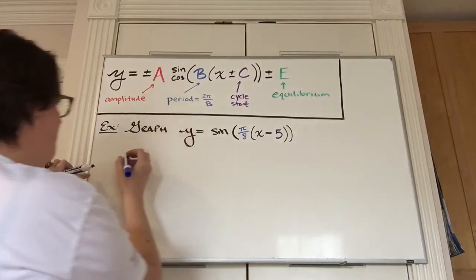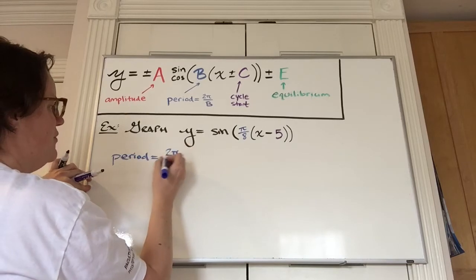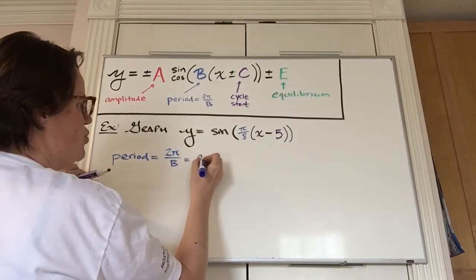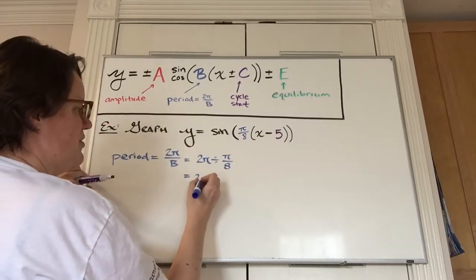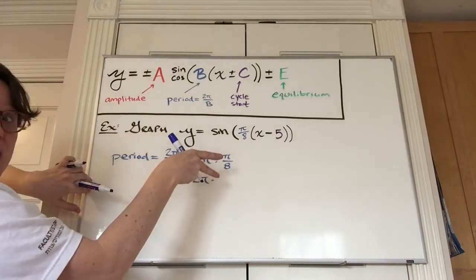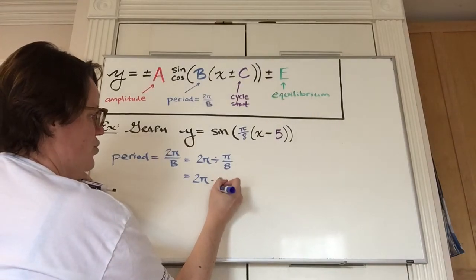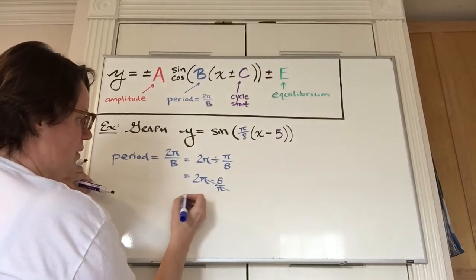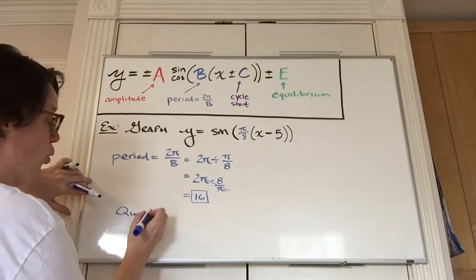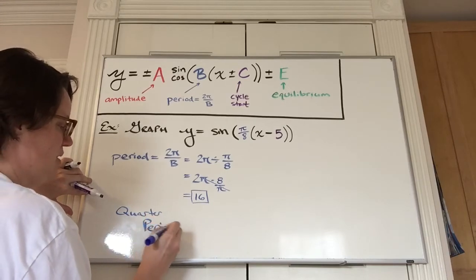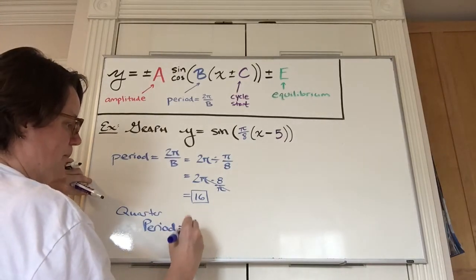Okay, so let's start off by figuring out the period of this graph. We know that the period is always 2 pi divided by the b value. So in this case, it's 2 pi divided by pi over 8. Because I am dividing by a fraction, I want to multiply by the reciprocal. So divided by pi over 8 is the same as times 8 over pi. The pi's cancel, and the period for this function is 16. And for those of you who are interested in the quarter period, how long it takes to get through a quadrant, that is going to be 1/4 of 16. 16 divided by 4, which is 4.